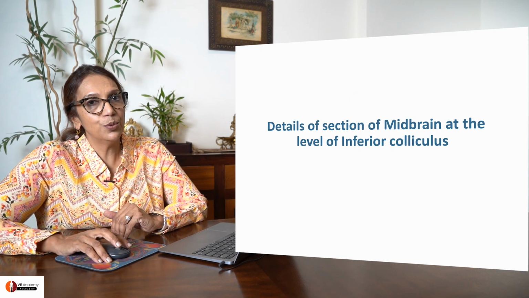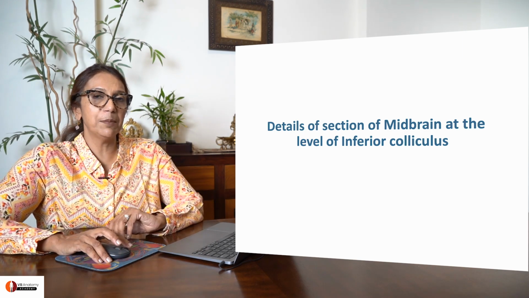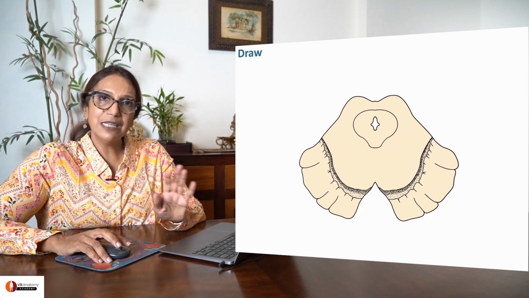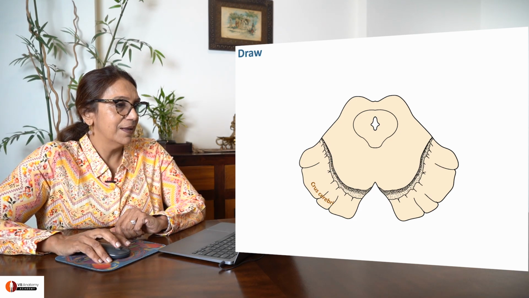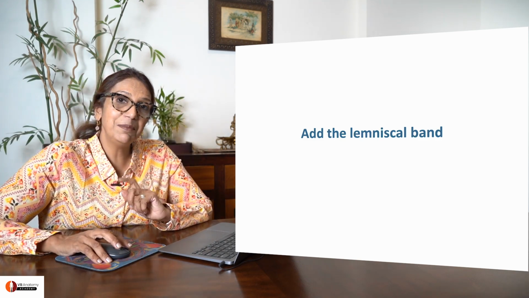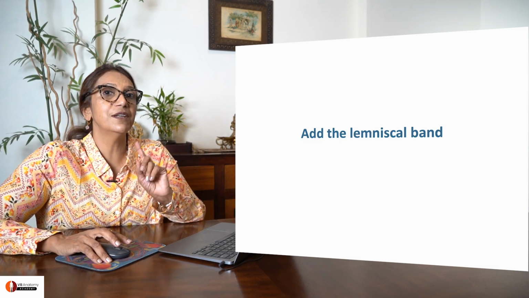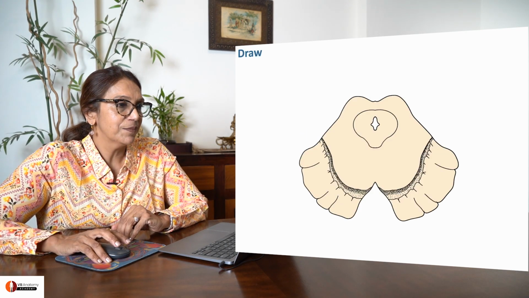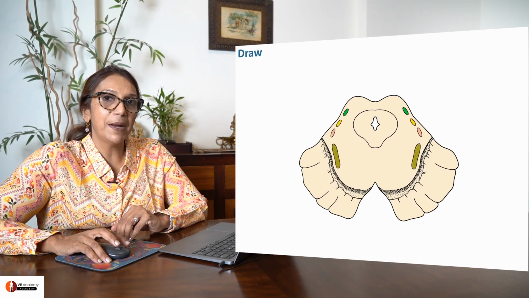So, let's begin to understand what is happening in the tegmentum at the level of inferior colliculus. This is what you have drawn. This is crus cerebri, substantia nigra. Let's add the lemniscal band to it. Remember the lemniscal band? We've done it in pons, the lower section as well as the higher section of pons. So add the lemniscal band.